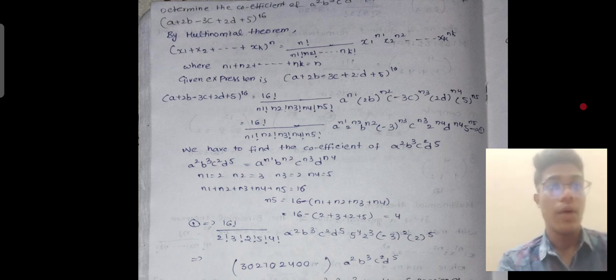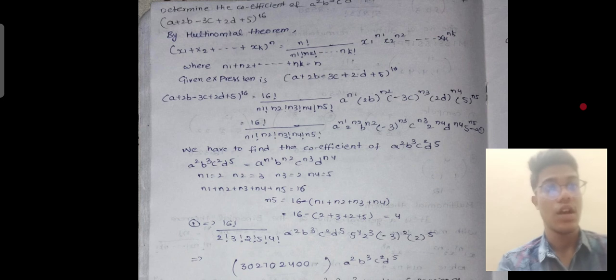Now we have to find the coefficient of a square b cube c square d power 5. Here a square into b cube into c square into d power 5 equals a power n1 into b power n2 into c power n3 into d power n4. Now we will consider that n1 equals 2, n2 equals 3, n3 equals 2 and n4 equals 5. This comes from the above steps.